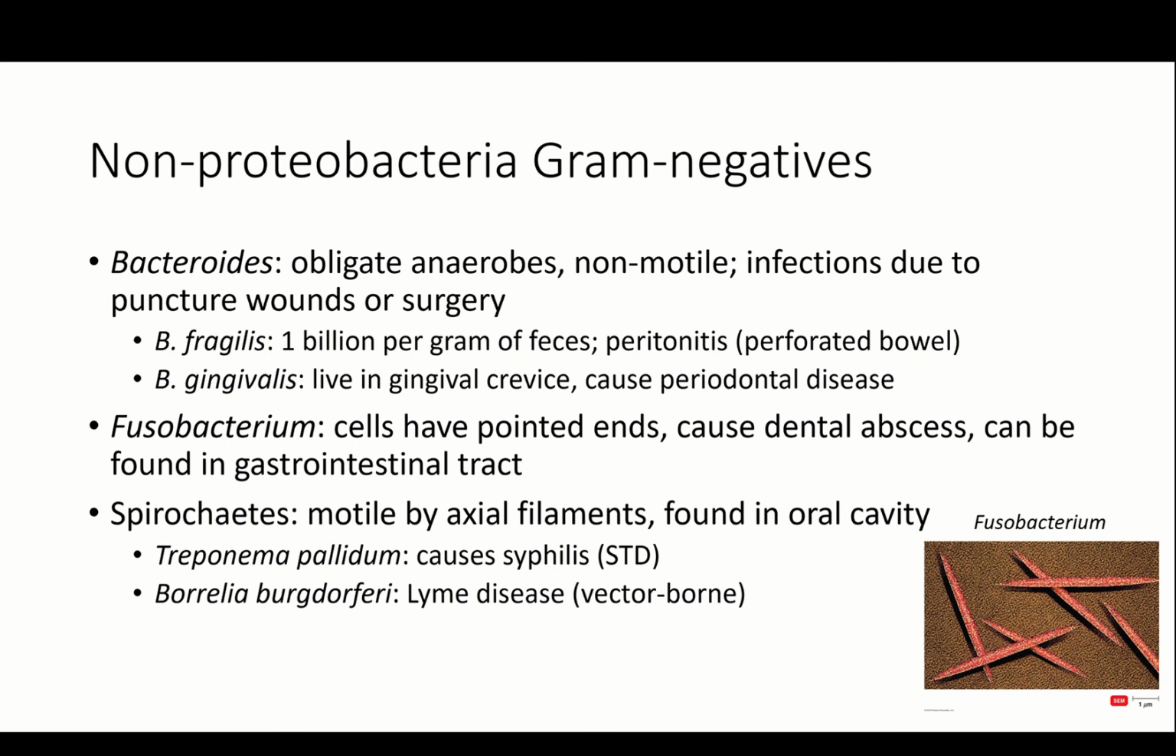Okay, so still carrying on through the non-proteobacteria gram-negatives is the organism Bacteroides. And these are obligate anaerobes, so they do not want the presence of air. They tend to be non-motile, and they tend to cause infections due to puncture wounds or surgery. So as it turns out, even though the gut has a lot of air passing through it, through what you inhale, swallow, etc., there's about 1 billion cells of Bacteroides fragilis in a gram of feces. So it's very, very prevalent in the gut, and it can cause peritonitis or perforated bowel.